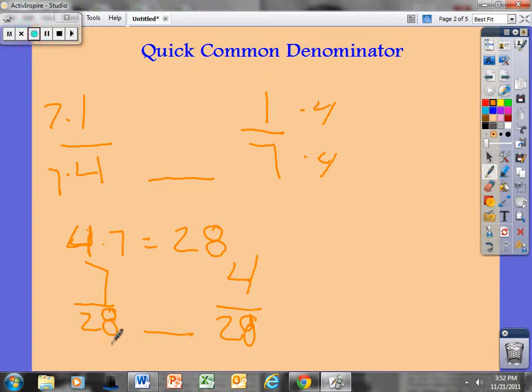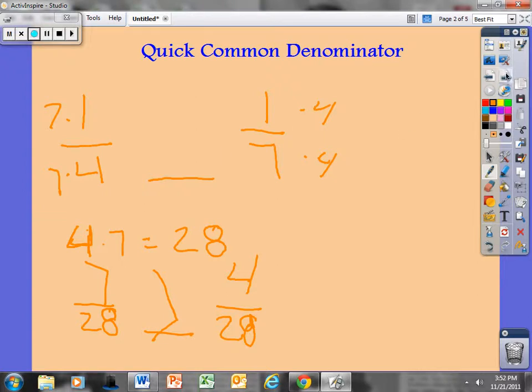So let's say a pizza is cut into 28 pieces. I have 7 pieces over here. Over here I have that same pizza cut into 28 pieces, and I have 4 pieces here. So obviously the 7 is larger than the 4, so 7/28 is greater than 4/28.